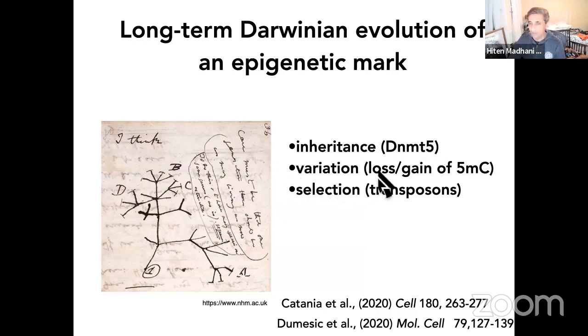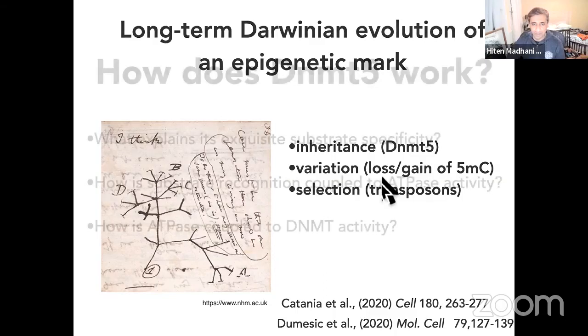There's natural variation in the form of loss and gain, and then there's natural selection that operates on this protein on regions of the genome that are particularly important to silence, namely transposable elements. And here are some references on our recent work on the enzyme that's all published.